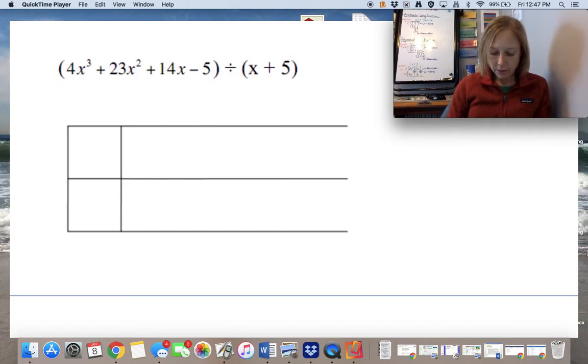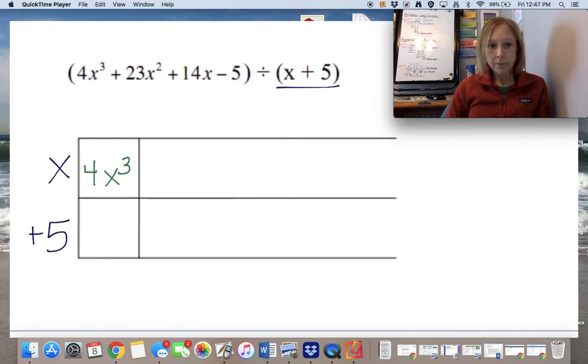Okay, first thing we need to do is put our divisor on the outside. Next, we're going to start putting in our dividend for x cubed. And now I'll start building my quotient. X times what is 4x cubed? 4x squared. Go down below and multiply. 5 times 4x squared is 20x squared.